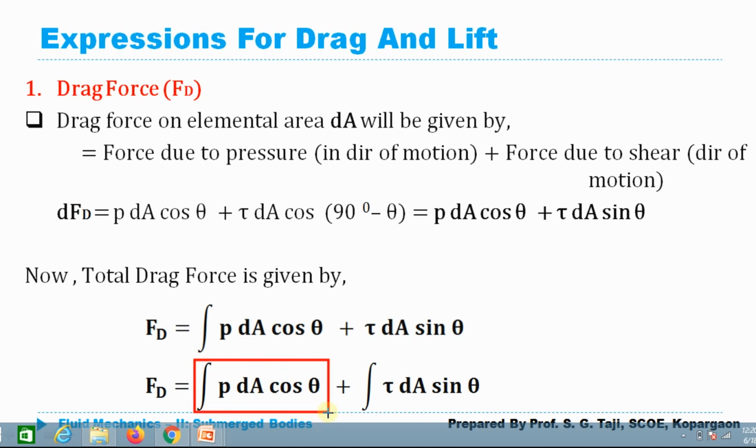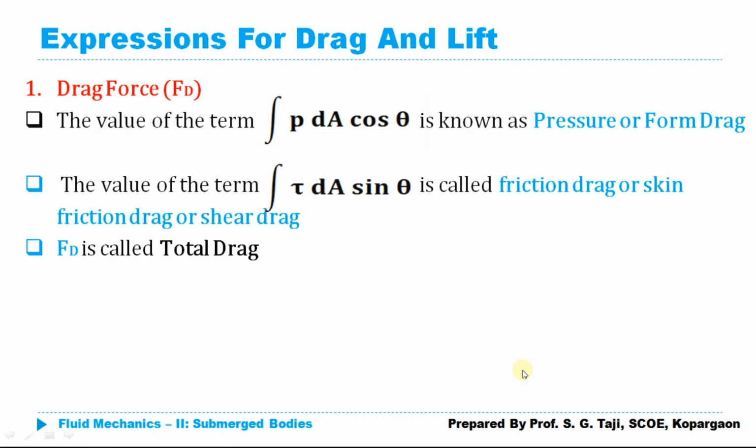Now here the first term, integration of P dA cos of theta, is known as pressure drag or form drag, and the integration of tau dA sin of theta is known as skin drag or skin friction drag or shear drag. So those are the two terms which are considered in the calculation of drag force. Integration of P dA cos of theta is known as pressure or form drag, and integration of tau dA sin of theta is known as friction or skin friction drag or shear drag, and FD is known as total drag, which is acting on the body.